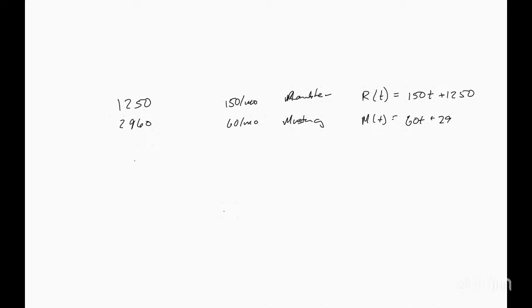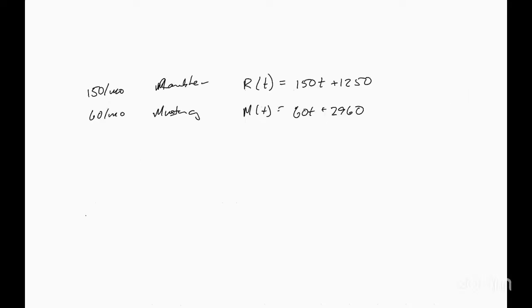And then what do they want us to do? Find R of 25 and M of 25. So just plug 25 into the equation. You can do that, right? You're good with that?